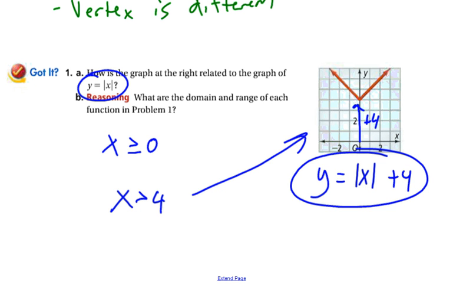Because it's 4 higher. So that's just one thing that would change the... Oh, sorry, that's the y. Y is greater than or equal to 4. So that would be the range. I had those two mixed up. All right, let's move on to this next one.